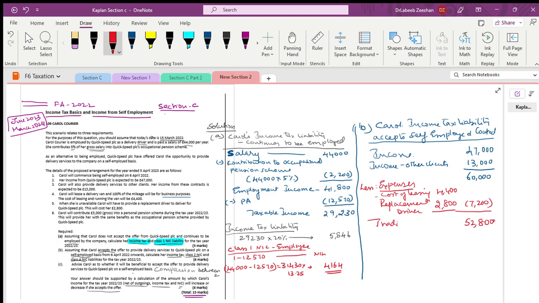This is the trading income. As the income is less than the threshold limit of 125,140, the personal allowance is applicable. See, this is a very simple way of getting things. How much is the personal allowance?